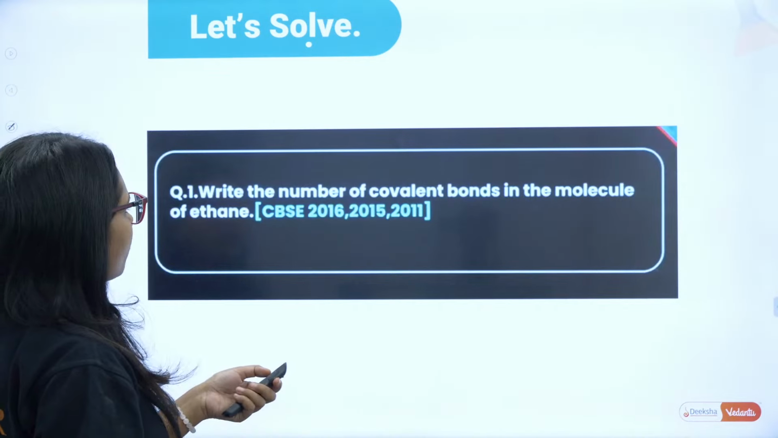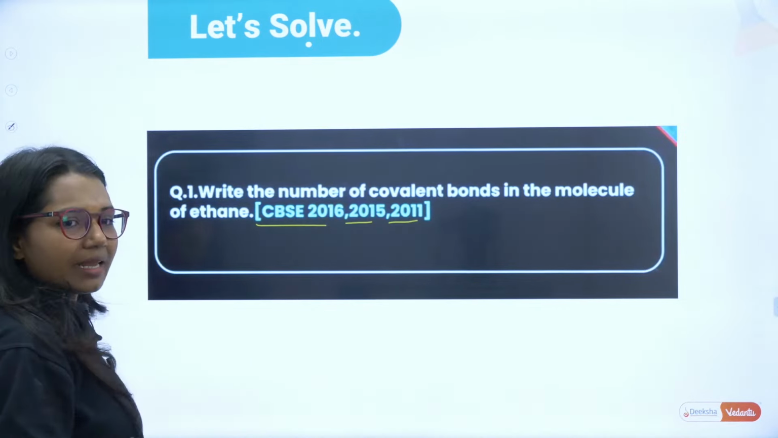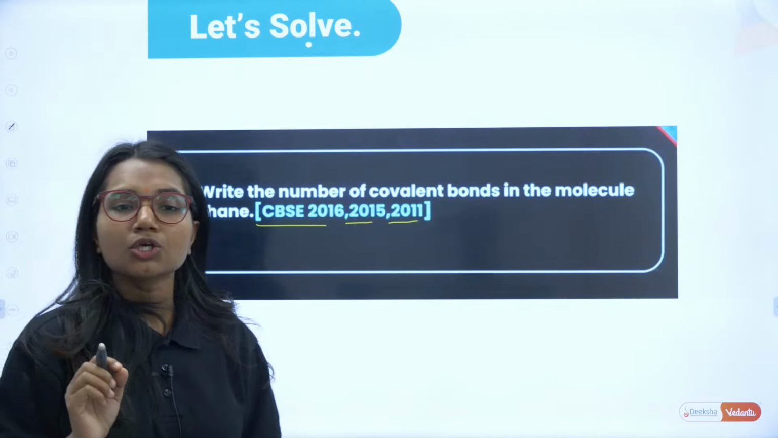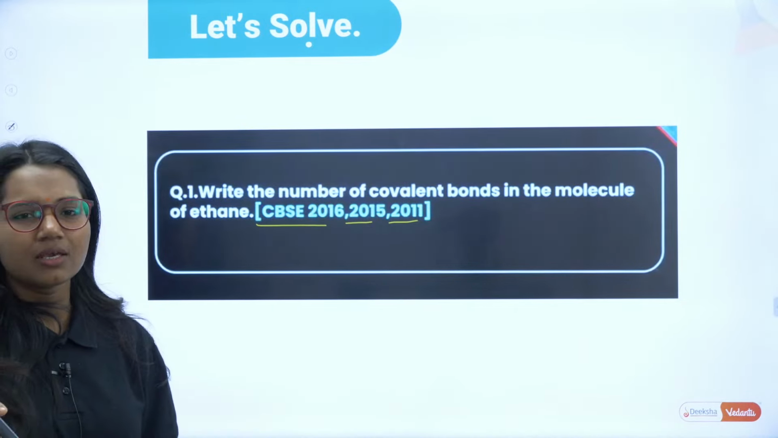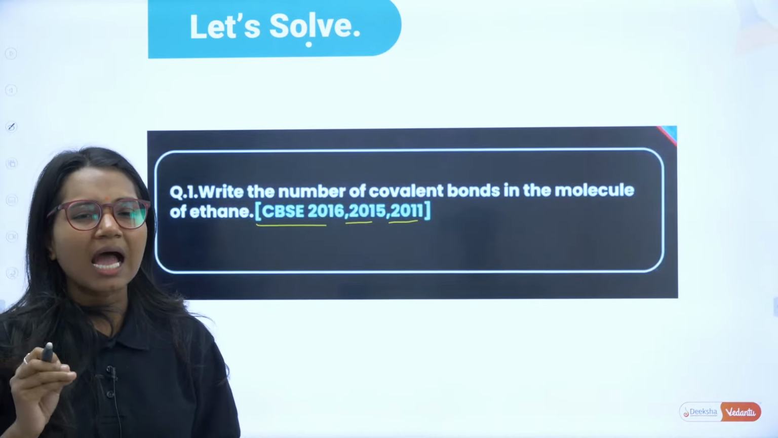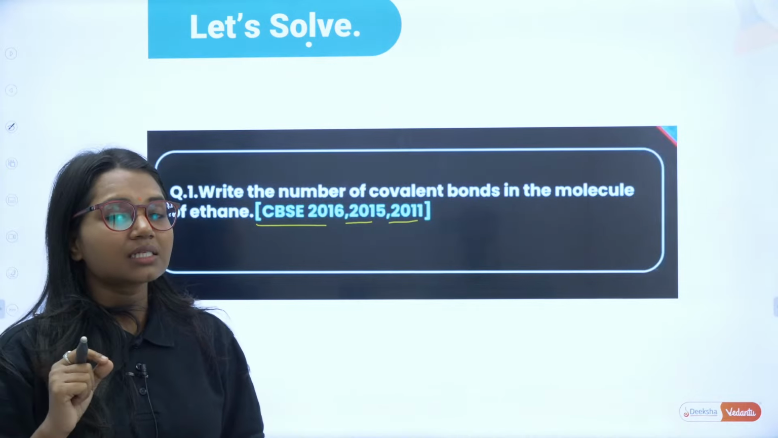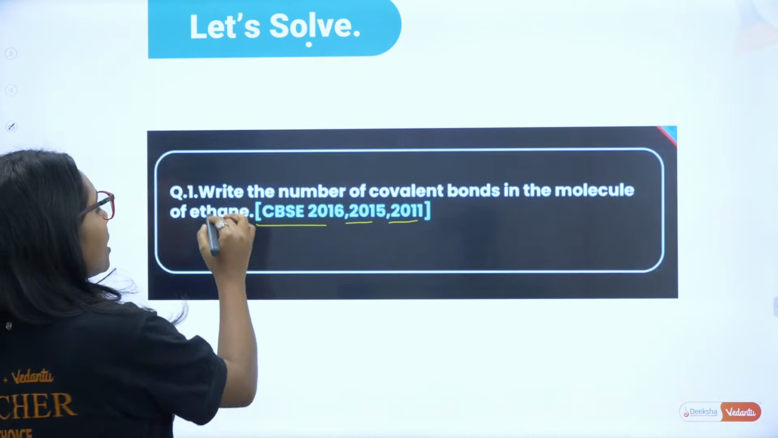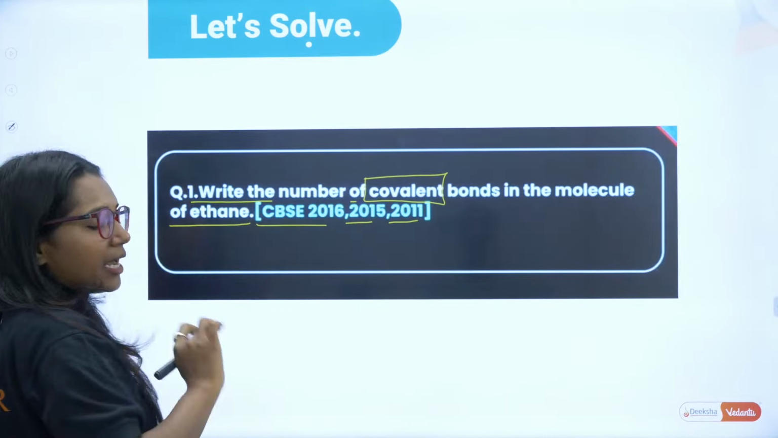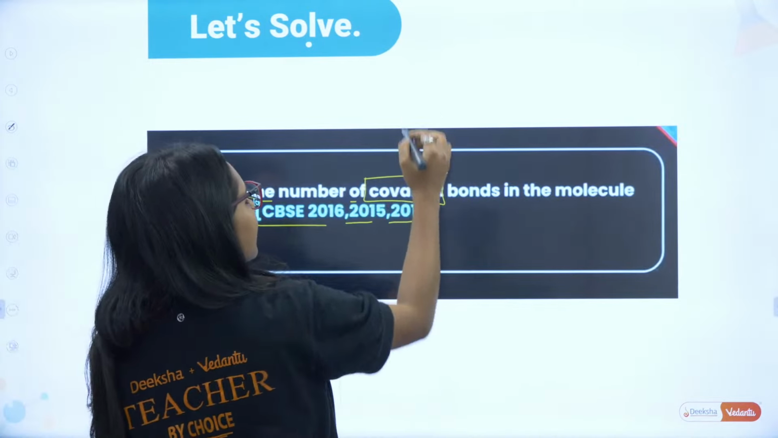Let's see our first question, which came in CBSE 2016, 15 and 11. Write the number of covalent bonds present in the molecule of ethane. Very easy question. Whenever the question comes in the exam, you don't have to panic. Even if you don't know, try to read and understand the question. First of all, what is ethane?